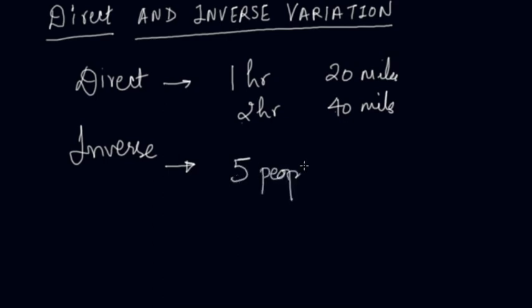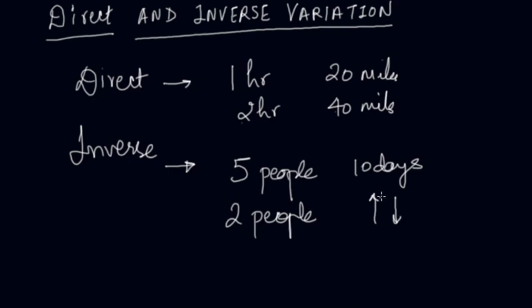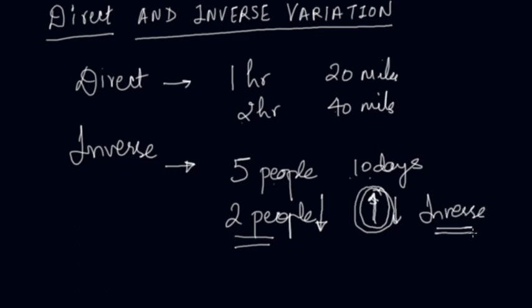Five people can finish a job in, let's say, 10 days. If you deploy, let's say, 2 people, will the number of days go up or will the number of days go down, right? Then actually the number of days will go up because the work will remain the same. So number of people have decreased, the number of days have increased. These arrows will tell you that we are actually talking about inverse proportion.